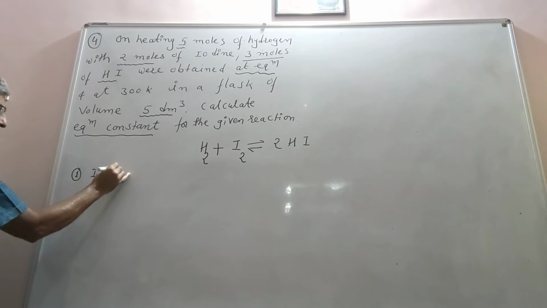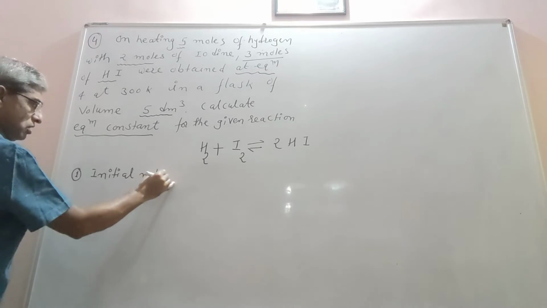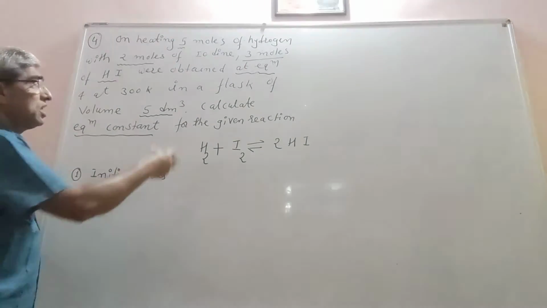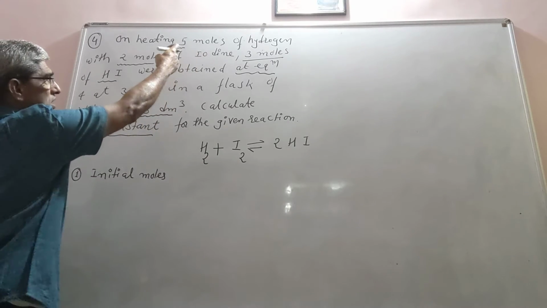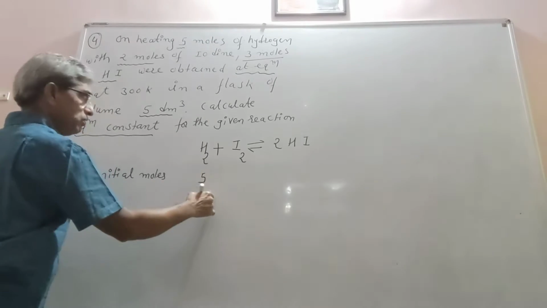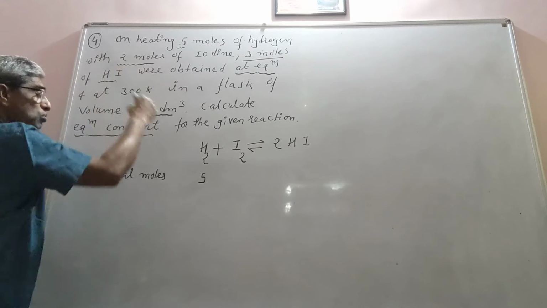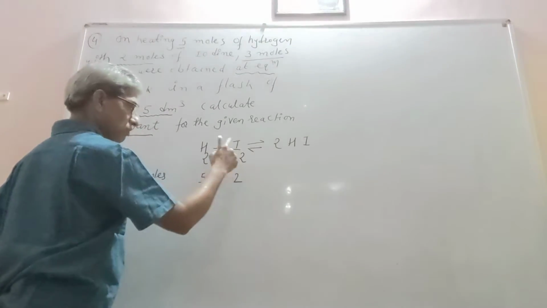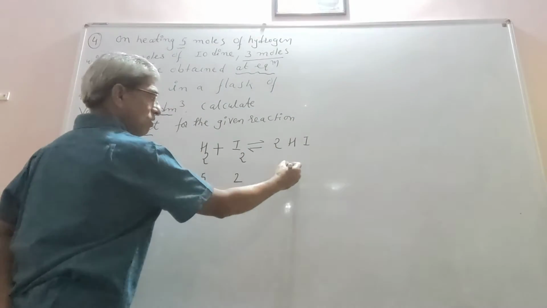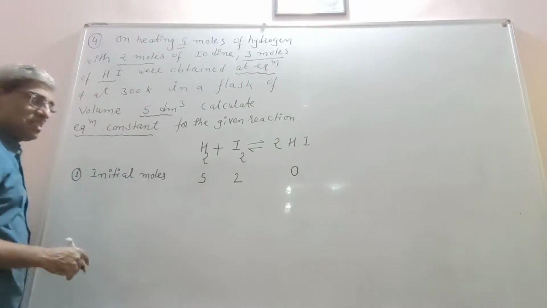First point, initial moles. Initial means when the reaction started. How many moles of hydrogen are given at the initial stage? 5. Therefore, below H2 we have to write 5. How many moles of I2 at the initial stage are given? 2 moles of I2. At the initial stage, no product is formed. Therefore, the number of moles of HI at the initial stage is 0.